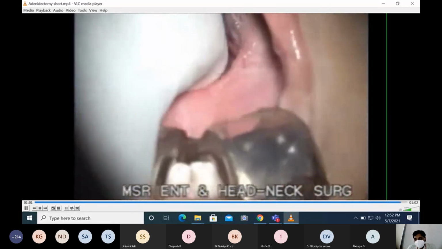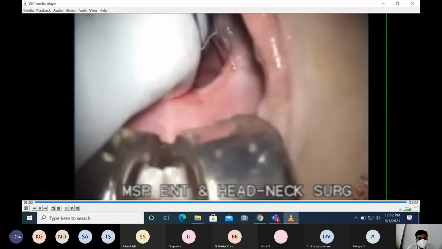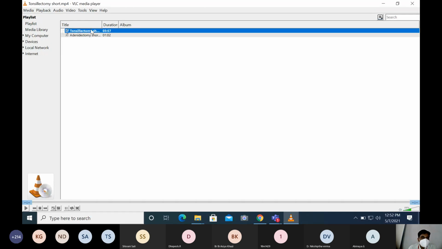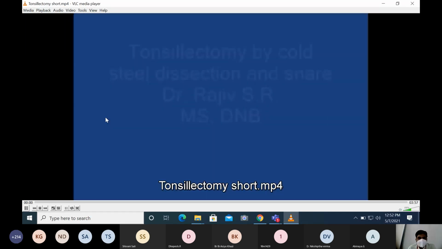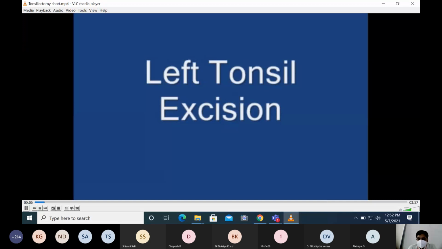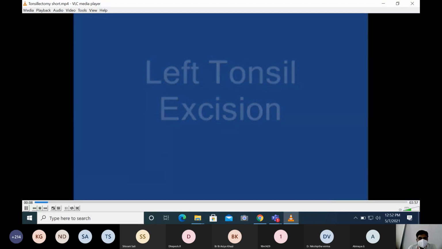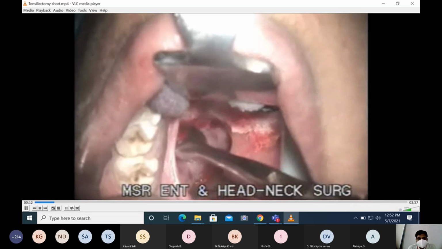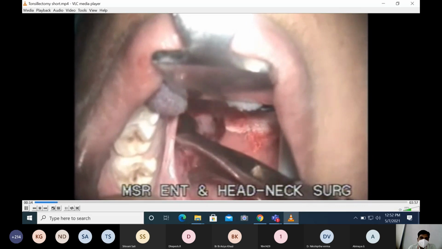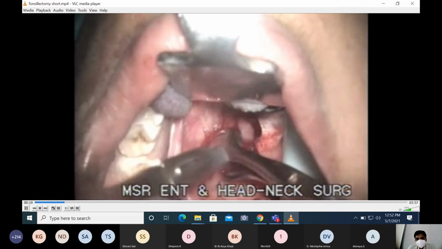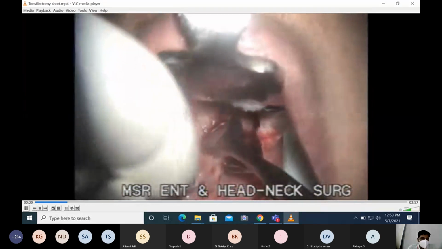Next we will be seeing the classical procedure of tonsillectomy by dissection and snare method. This is the standard technique of tonsillectomy by cold steel dissection and snare method. I have recorded this video using a microscope in my previous organization. You can see the patient in Rose position with the Boyle-Davis gag, and I'm grasping the tonsil with the Denis Browne tonsil holding forceps.